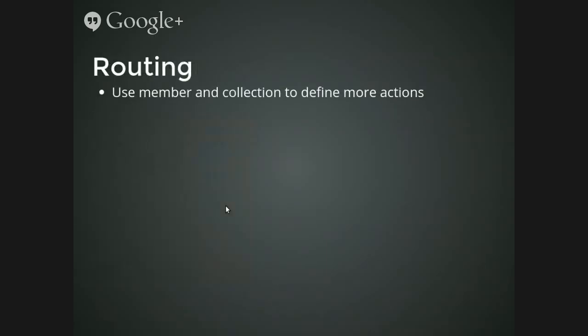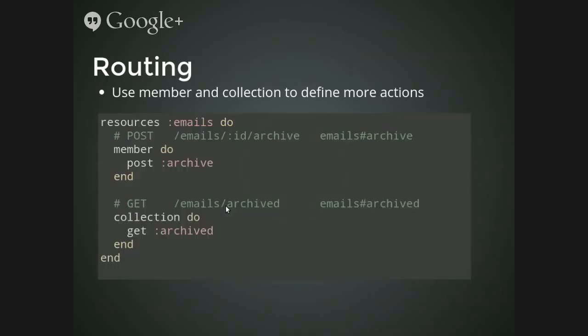Resources students generates a cool list of routes, but what if I want to add more? A clean way to do that is to use member and collection routes to define more actions. So this is an example of what you can do. Essentially, a member route means this route will operate on one guide. So in this case, the member route will operate on one email. That's why you have the ID in the route. The collection route operates on a collection of objects.